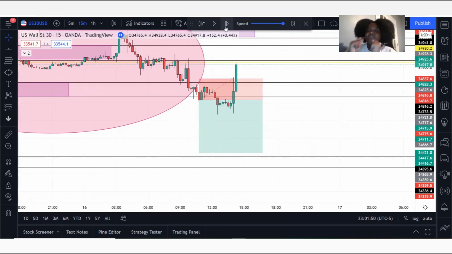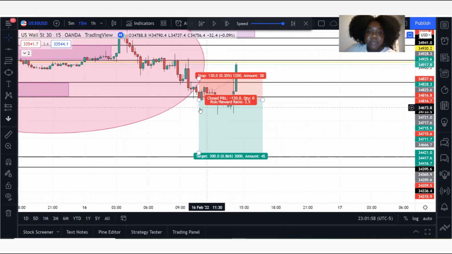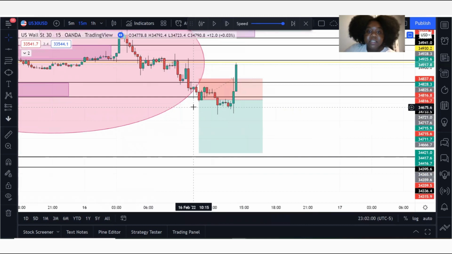Oh, hit my stop loss. Hit my stop loss and definitely broke on the upside for sure. Hit my stop loss, but I'm trying to see. Regardless, I still would have gotten this trade because watch.